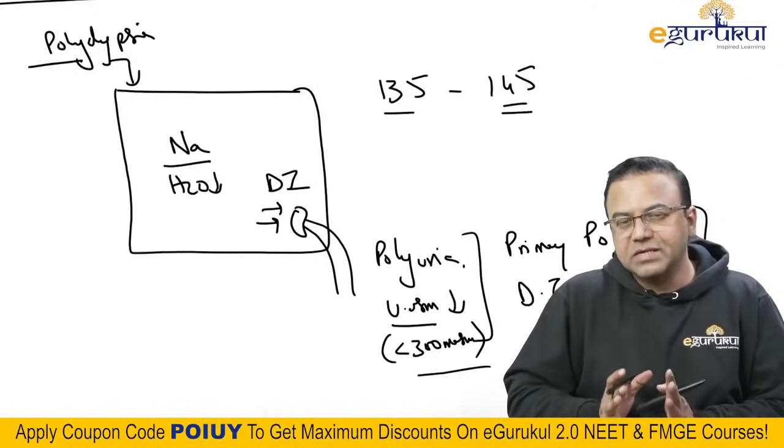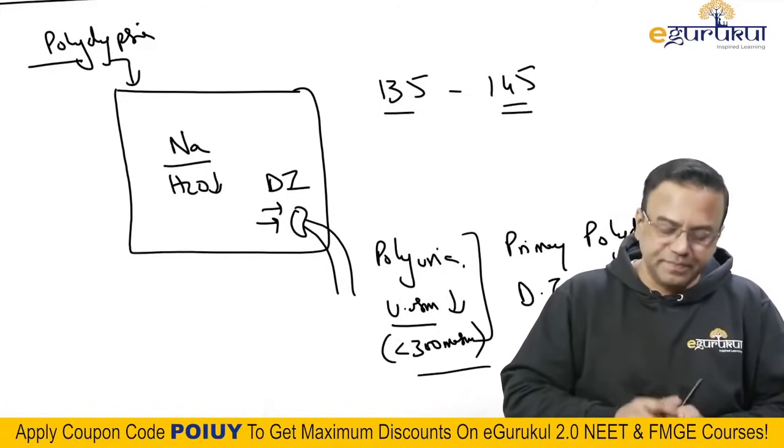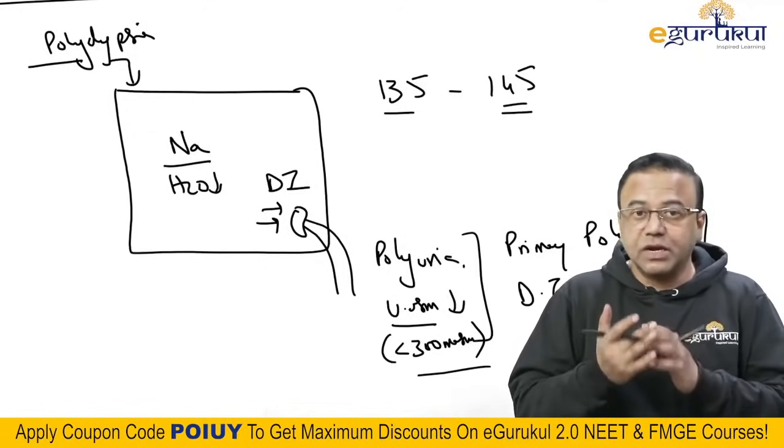So typically, a diabetes insipidus patient is going to come with what? Sodium on the upper limits or lower limits? Upper limits. It could go above normal also, but it doesn't go below normal.